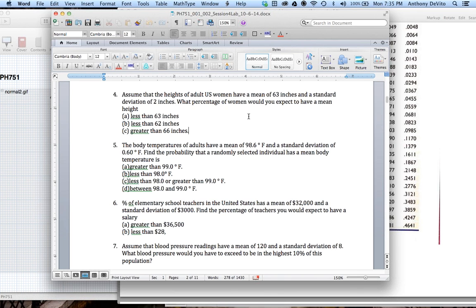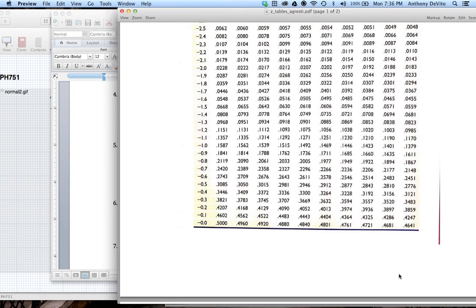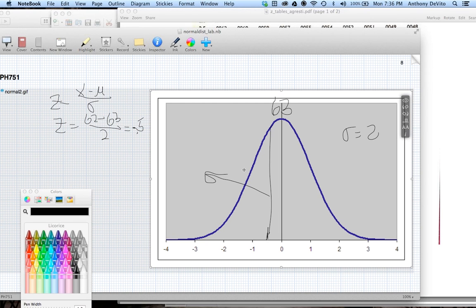Yes, you're right. What percentage of women would you expect to have a mean height greater than 66 inches? Okay, well, that's going to get a little bit more complicated, isn't it? We're looking for the probability of having a height of greater than 66 inches. So here's 66 inches. We're looking for this area here.